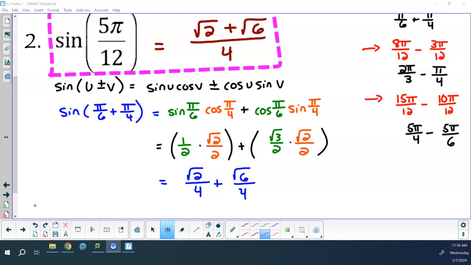Okay, go back to your formula. I'm not going to make you memorize these. That's why we give you the identity sheet. But you've got to use your identity sheet, or you're going to have to memorize.